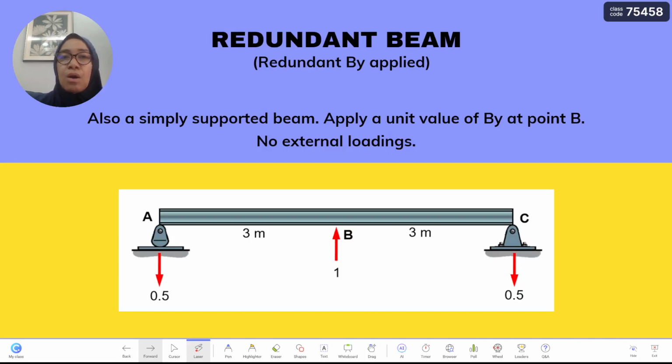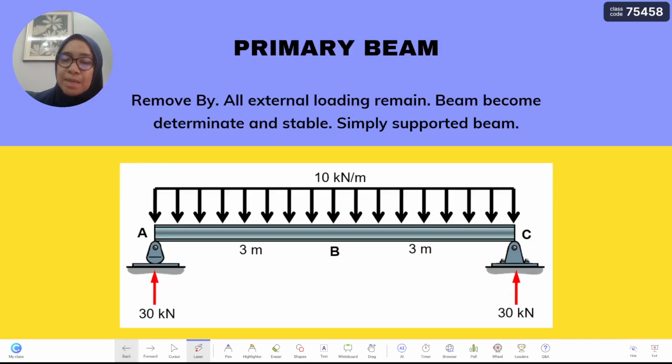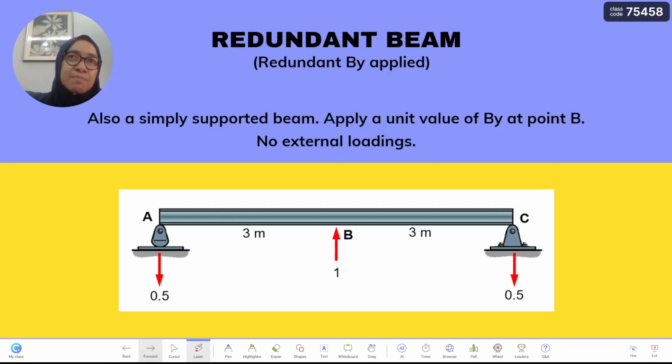It is also called redundant By applied. You can also write redundant By applied. It is representing the redundant beam. Okay, what is inside the redundant beam? We have to remain the same type of beam. If the primary beam is a simply supported beam, the redundant beam must be a simply supported beam as well. But what is different here is there is no external loading.